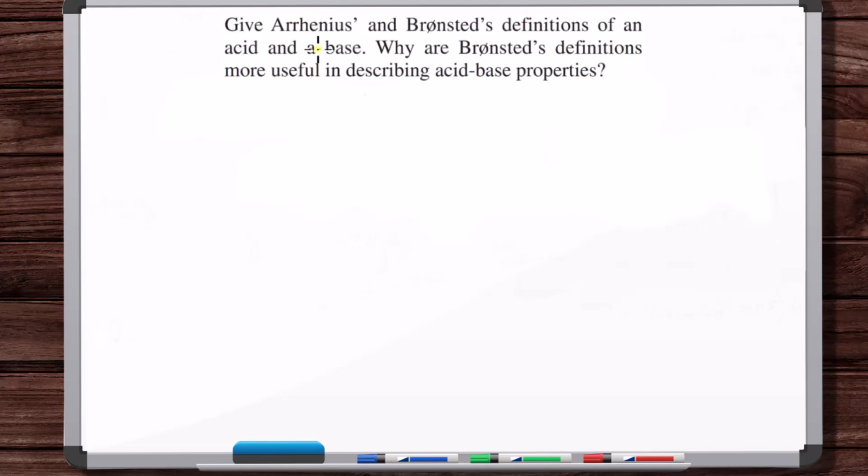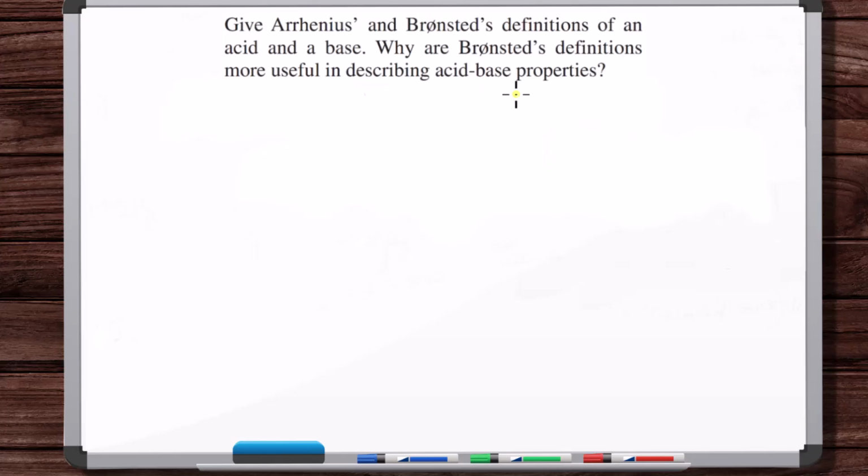Give Arrhenius's and Bronsted's definitions of an acid and a base. Why are Bronsted definitions more useful in describing acid-base properties? According to the Arrhenius definition, an acid is a substance that releases hydrogen ions, H+ ions, in water, while a base is a substance that releases hydroxide ions, OH- ions, in water. That's the Arrhenius definition. The Bronsted definition is that an acid is defined to be a proton donor and a base is defined to be a proton acceptor.